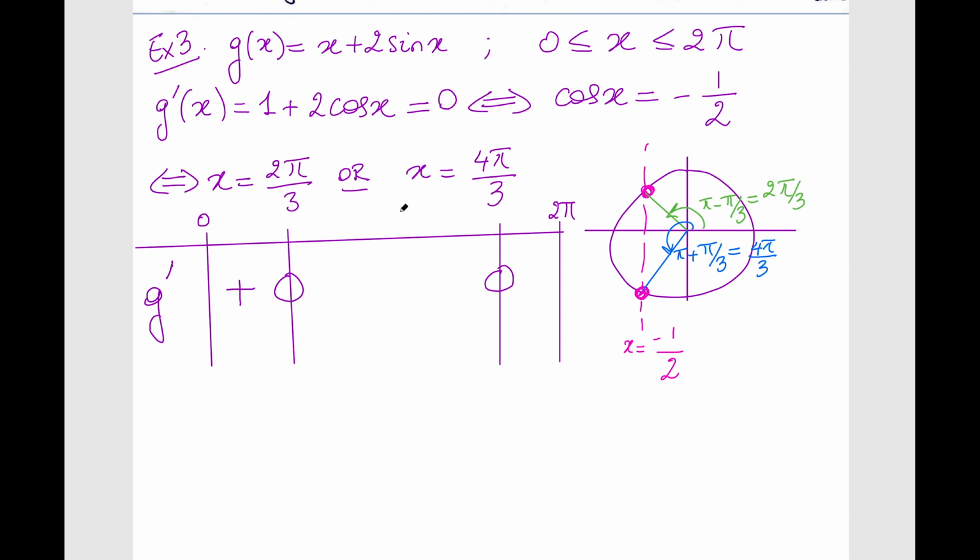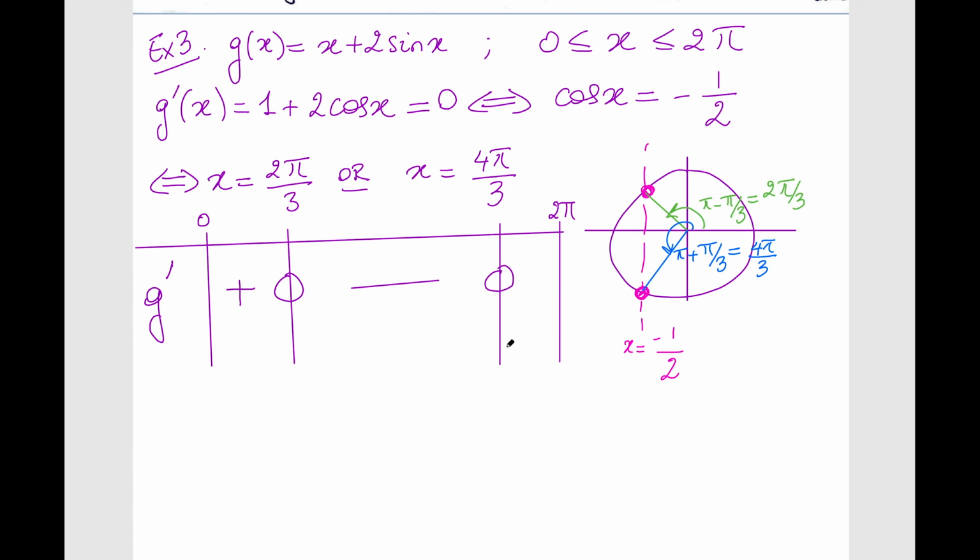A nice number would be pi, let's say. You can take any number, any angle between 2 pi over 3 and 4 pi over 3. I'm taking pi. For pi, g prime of pi is 1 plus 2 cosine of pi. Cosine of pi is negative 1. 2 times negative 1 is negative 2. 1 minus 2 is negative 1. So the sign is negative here, right?